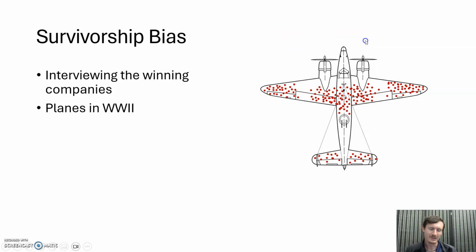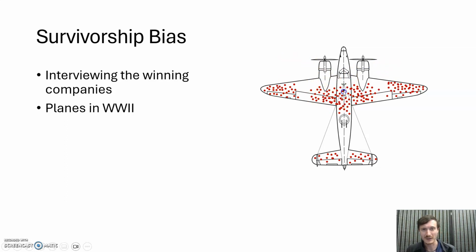And they come back, and you start to collect data on the planes that return, where they were shot, to try to get an idea of what you're working with so that you can make them safer. And you notice that the planes that come back are shot at these areas where you have the red dots. And then the question is, where should you put the armor on the plane?